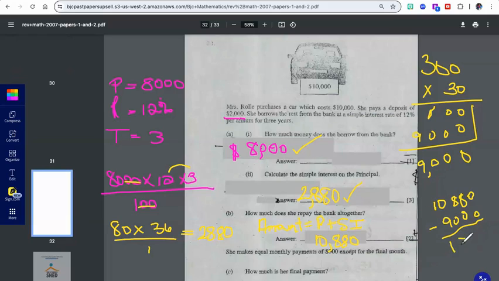So when I subtract this, 1,880, I still have some 300s in there. Can someone tell me how many 300s do I have in 1,880? How many groups of 300s? 3 times what would give me 18? 6. 6.